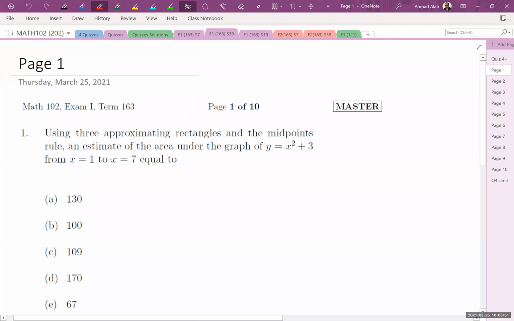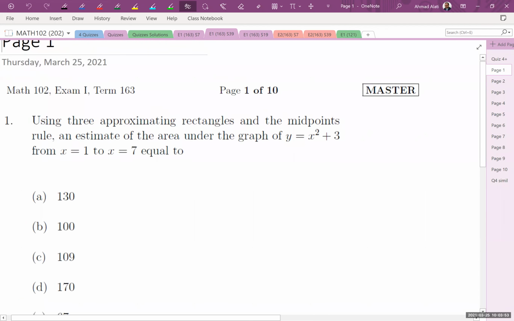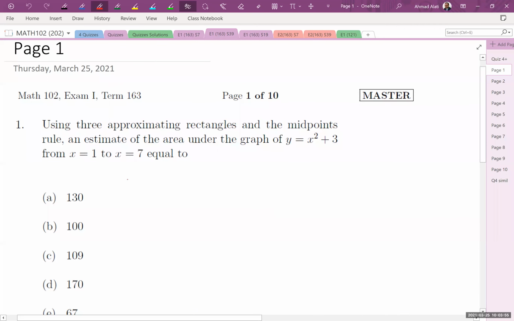So in such a problem, what should you do? If you have a problem like this, you should ask yourself, here it is about 3 rectangles only. So here n is 3. And you need to find the midpoints. So here you should write what the function is. It is x squared plus 3.